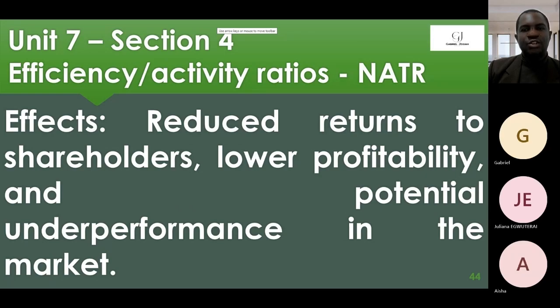And the effect, reduced returns. So the effect is always hard on the shareholders because you must settle your debts first. You have removed total liabilities, which culminates in current and long-term debt. So it's the remaining that the shareholders will now be scrambling for. And the effect is also lower profitability where you have a low ratio. So in this net asset turnover ratio, if we had 0.88, it is a very poor result. It would have been a poor result in the case of the total asset turnover we saw. And also potential underperformance in the market. Yes, underperformance in the market is also the effect of a lower ratio.